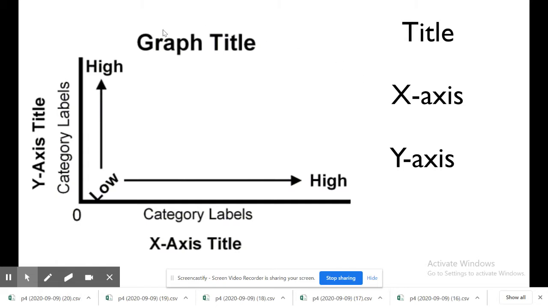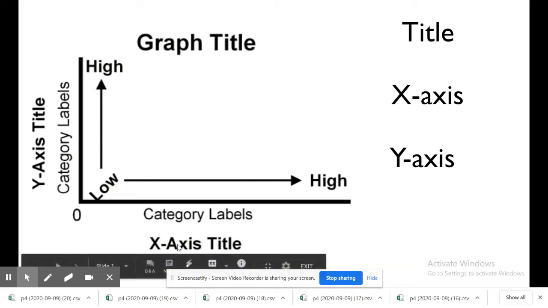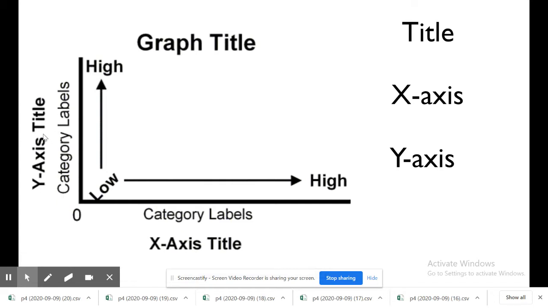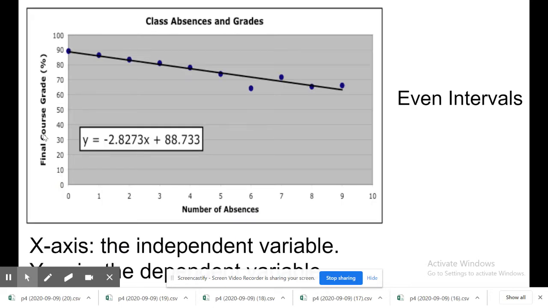So any graph contains three components. One is called the title. You have to include the title. It's very important. Otherwise, people don't know what we are talking about. And then there's the x-axis and the y-axis. For each of those, we have to label them so we can know what we are talking about. Here I'm going to use an example of a typical graph, so we're going to go through the details of how to draw it.